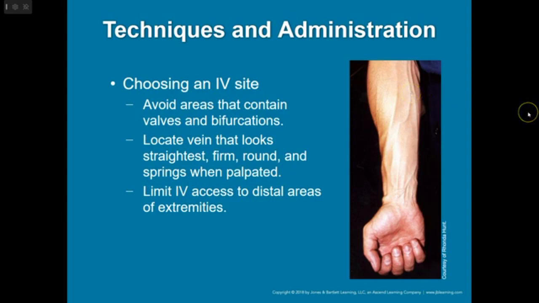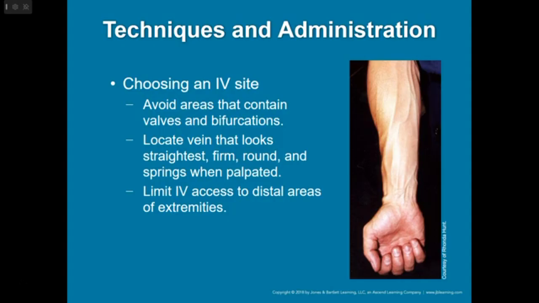Locate veins that look straightest, firm, round, and spring when palpated. We don't want to put in an IV catheter and then the vein immediately turns or something like that. It's just going to kink it off and lead us to issues. Limit IV access to distal areas of extremities, of course. Try not to go through any open wounds that you might see or infected spots. We want to try to avoid that.